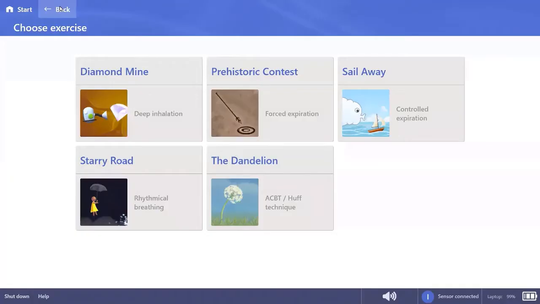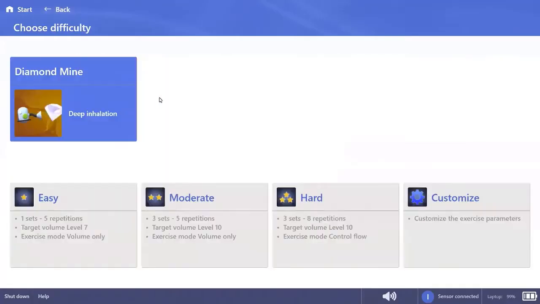I'm going to begin today with our demo showing the diamond mine, or our deep inhalation exercise. This is used to improve inspiratory muscle power and inspiratory vital capacity. We're going to instruct the patient to breathe in slow and steady. As the patient attempts to breathe in a preset air volume in one breath, the inhalation is displayed as a vacuum cleaner collecting jewels and coins. A large diamond is collected for reaching the very far end target.